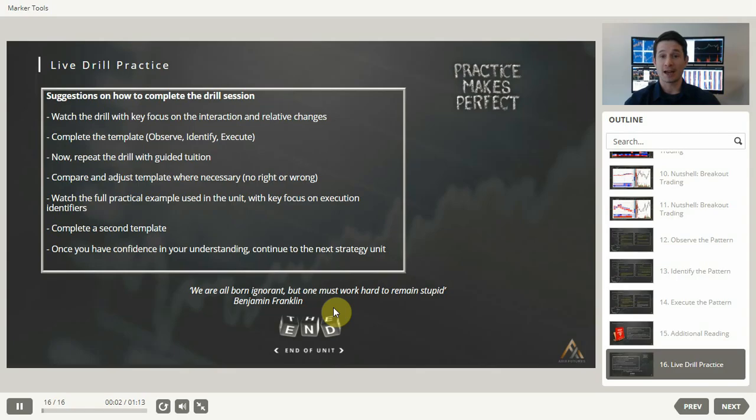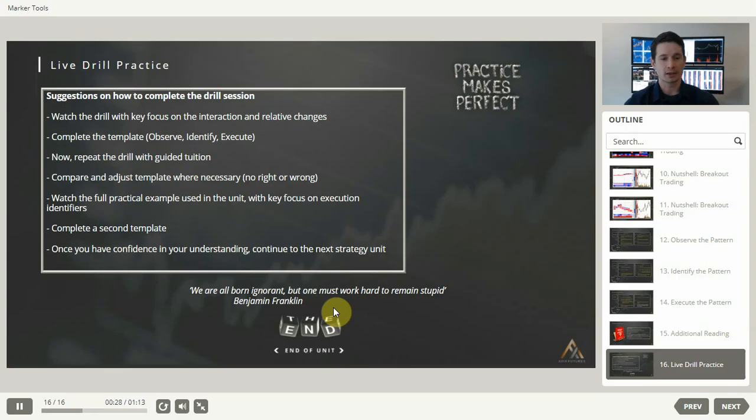This then brings us now to our drill section. This is the final slide of Unit 13. You know the drill. Go and watch the drill, complete the template, be accountable to that template. Watch the guided tuition drill, make some notes, compare some notes, make some adjustments. Watch over some of the videos we've dealt with during the unit and during the practical session. And then when you're confident, move on to Unit 14.